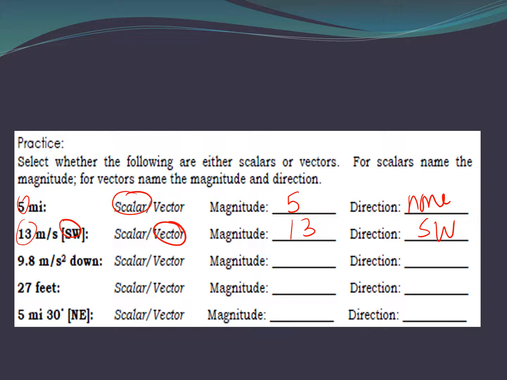Next, we have a magnitude of 9.8, and we do have a direction. It is down, moving down, so that is a vector. Next, my magnitude is 27 feet, but it doesn't tell me direction, so there is no direction, so that is only scalar. 5 miles, 30 degrees northeast, that definitely has magnitude and definitely has direction, specifically 30 degrees, but northeast, that's the important part here. So that means that's a vector.